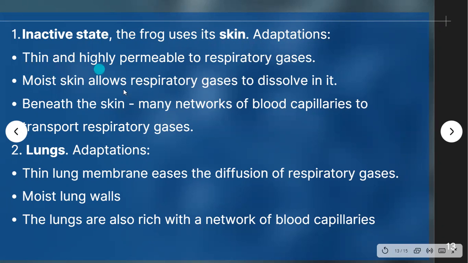All the adaptations that we talk about are the same as the general adaptations that we mentioned earlier. Their thin and moist skin allows respiratory gases to dissolve, and beneath the skin there is a network of blood capillaries to transport the respiratory gases. During movement, the frog does not use its skin. It will use its lungs for breathing. In the lungs, the adaptation is a thin lung membrane to ease the diffusion of gases. The lung wall is very moist to allow the gas to dissolve, and the lungs are also rich in a network of blood capillaries.